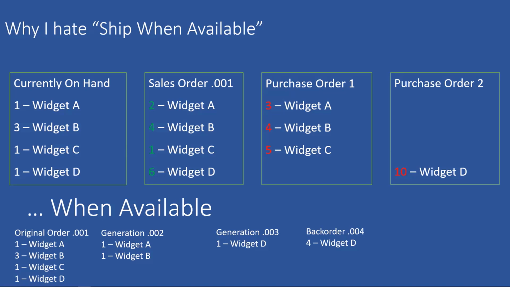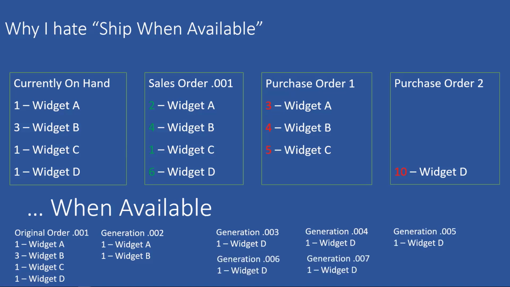Timmy walks back. He grabs another one. He scans one. He goes and puts it away. The system says, hey, there's another one available. Let's ship one. And it creates another back order. And he does it again and again. And before long, you have seven generations. And that's why I hate ship when available.